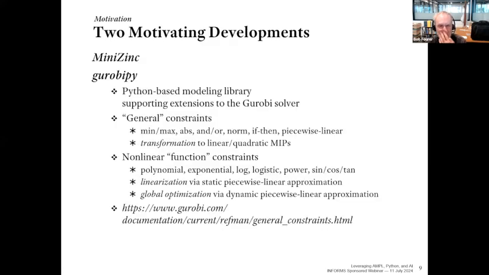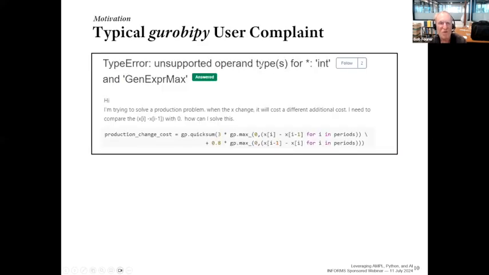But this didn't solve all the problems, because the Python interface was limited. So here's an example of a user complaining to Gurobi that they wrote what they thought was an obvious way of using the general max operator to define this constraint. And it gave them this horrible error message from Python.